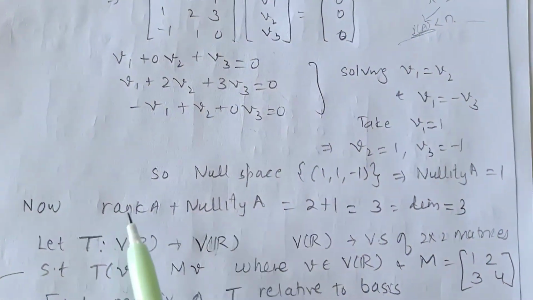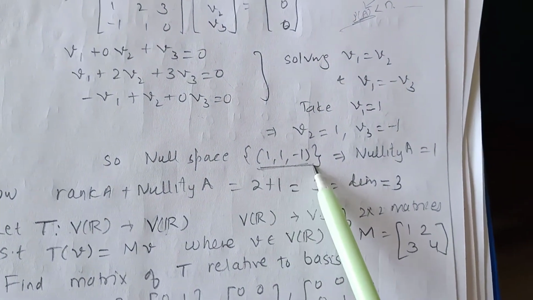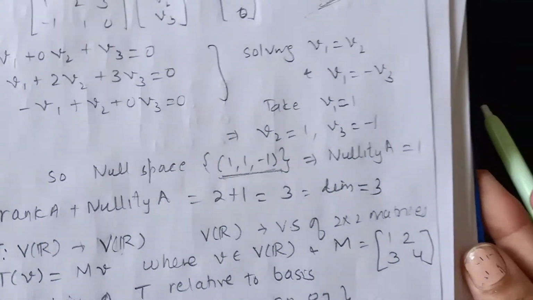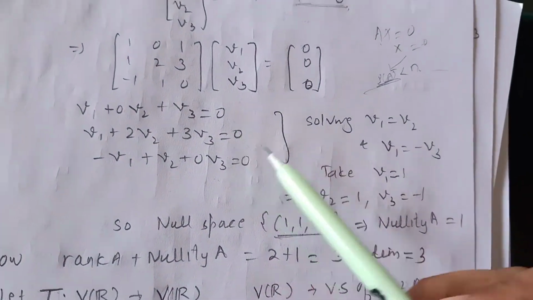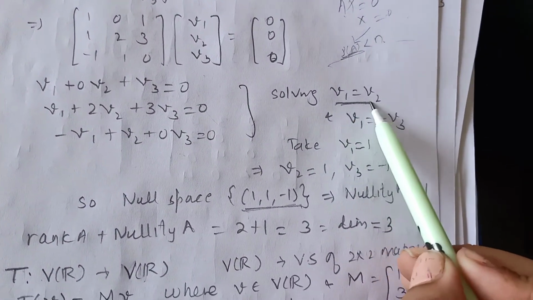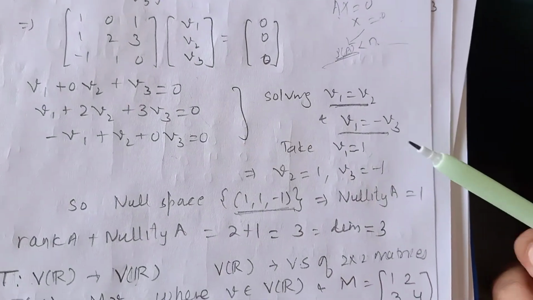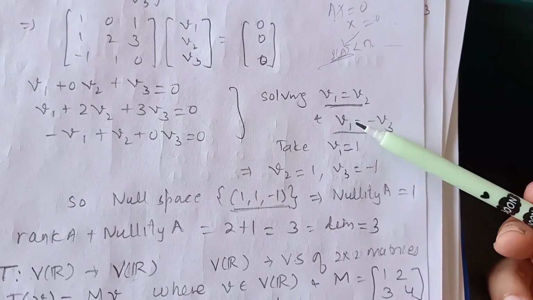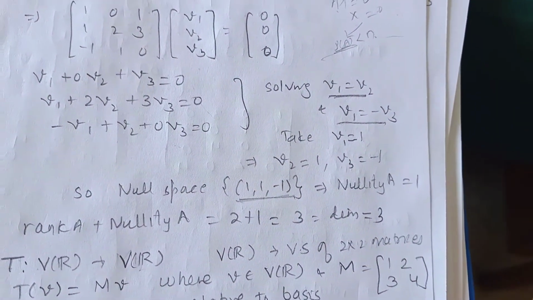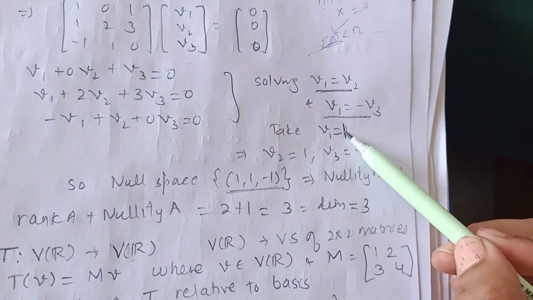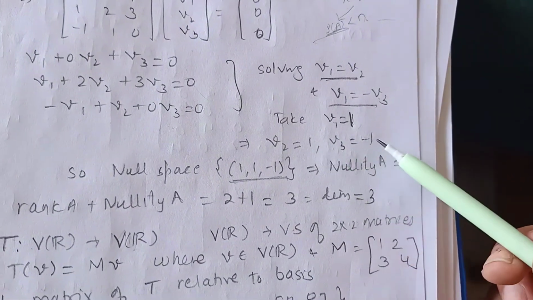And so solving these, we have obtained this vector in the null space. See how I have obtained this vector. I have solved these directly instead of applying this system. So solving, I have obtained v1 is equal to v2 and v1 is equal to minus v3. So now I can fix my v1 as any number you find suitable. You can fix it. I have fixed it as 1. So corresponding to v1 is equal to 1, you will obtain the values of v2 and v3.